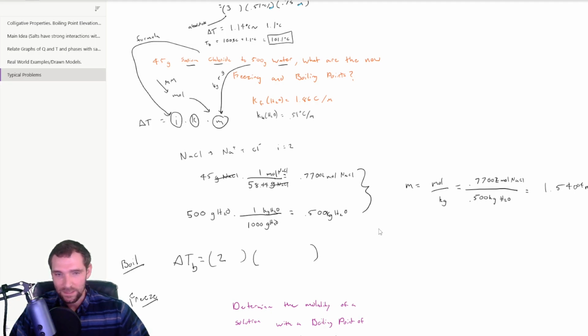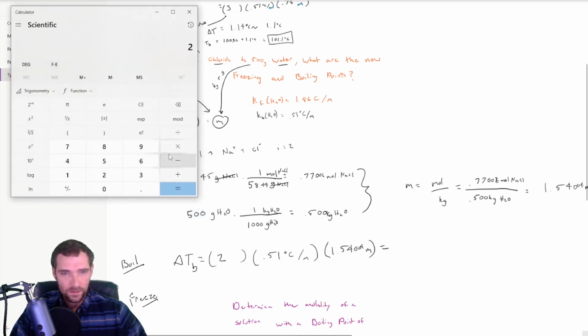I'm just going to remind myself of that. So I've got 2, and then the Kb for water. We've got to make sure we're using the right Kb, right? So this is for boiling, and then 0.5. Okay, so that would be giving us our change in temperature there. And ask yourself what would be a reasonable number from this, right? It's going to be basically that.